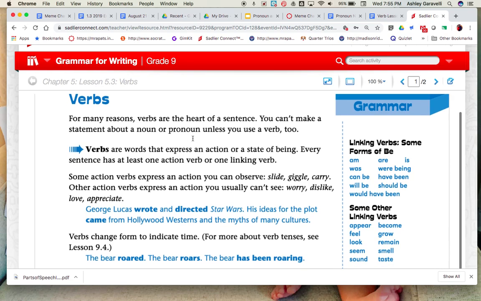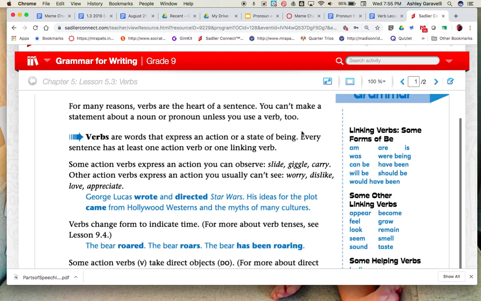So let's start from the beginning. For many reasons, verbs are the heart of the sentence. You can't make a statement about a noun or a pronoun unless you use a verb to. Go ahead and highlight that second sentence. You can't make a statement about a noun or pronoun unless you use a verb to. So you have to have a verb to be a sentence.